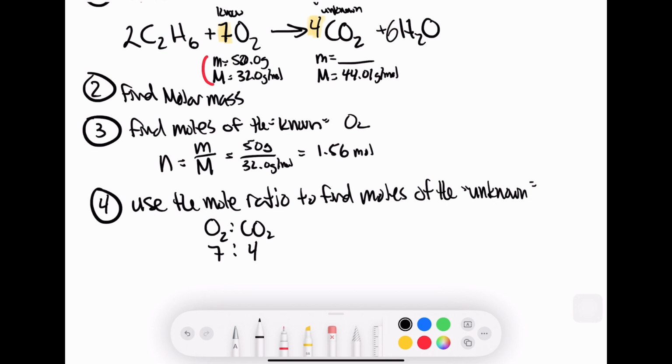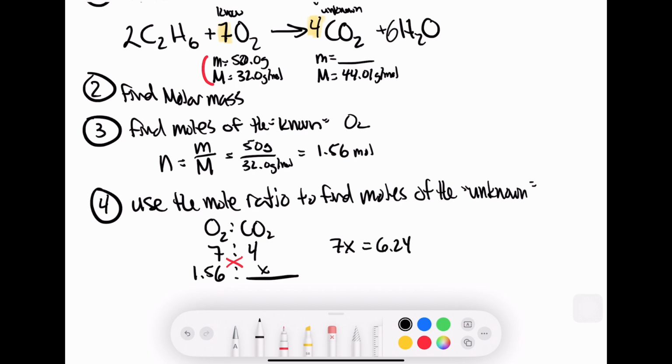And so what we do then is take the moles. That's why we did step 3, or if you already have them, you can just skip to this step. And that ratio will be the same. That is a number of them. It's not an easy number like 7 and 4, but 1.56 moles is a counting number of how many oxygen molecules we have. And so how we figure out what this x is is simply cross multiply. And so I'll take 7 times x and 4 times 1.56. So I get 7x equals 6.24 here.